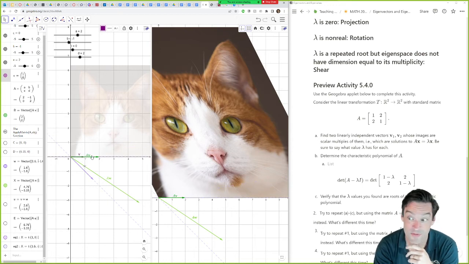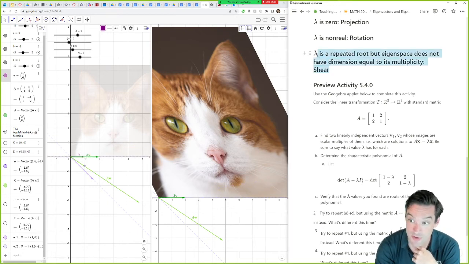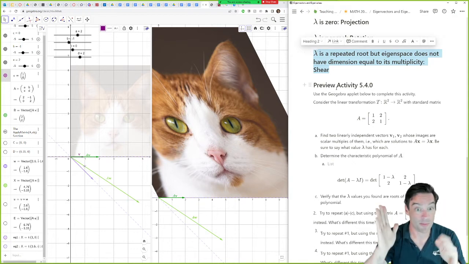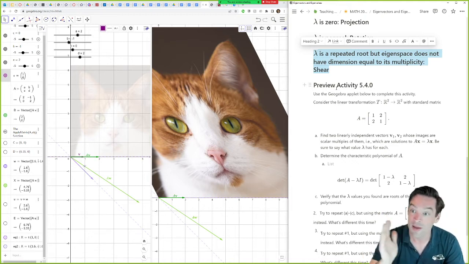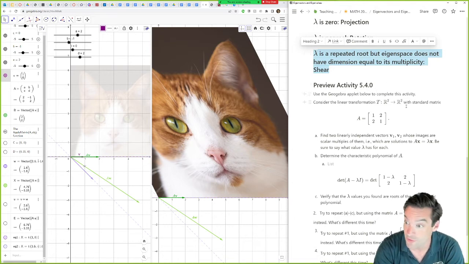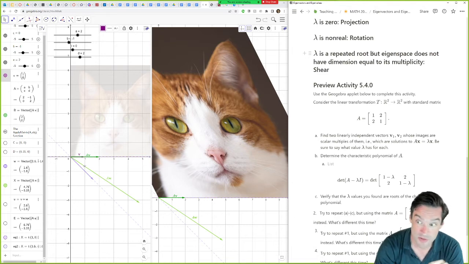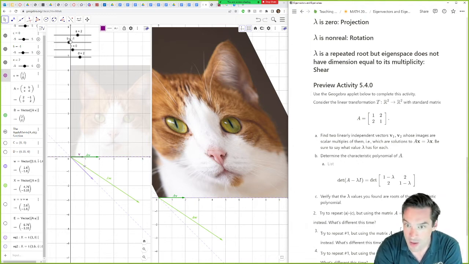So we call this the deficient condition. We call the geometry that happens in that case a shearing geometry. Shearing is just like pushing a stack of papers over. It doesn't change the area or the volume of anything. It just skews it. So skew is another word that's sometimes used to describe this kind of transformation, where we have a repeated root of the characteristic equation, but the dimension of the eigenspace doesn't match the algebraic multiplicity of that repeated root. So that's the most complicated one to be searching for.